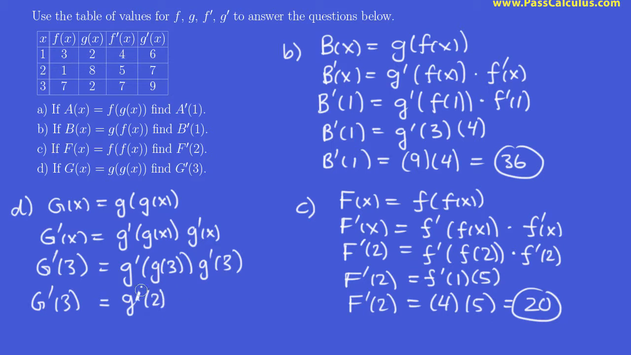And that's a little bit messy. And then g prime of 3 is 9. What's g prime of 2? g prime of 2 is 7. So we have 7 times 9, which is 63. And those are all the answers there. I hope you found that one not too hard.